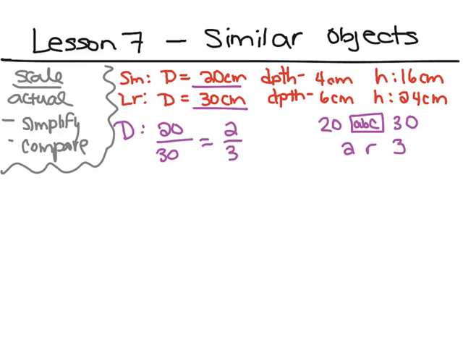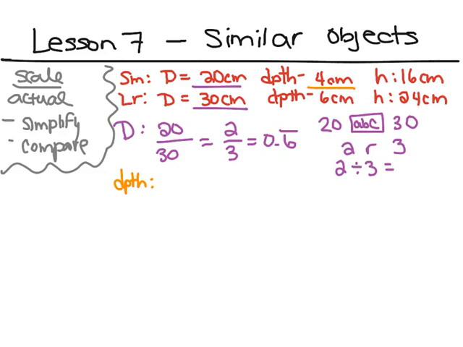If you can't figure out how to simplify the fraction, you can also find it as a decimal. So 2 divided by 3 equals 0.6 repeating. So you can either compare it as a fraction or as a decimal, whatever your calculator does best for you.